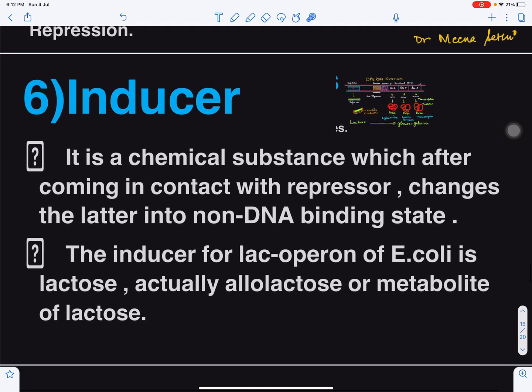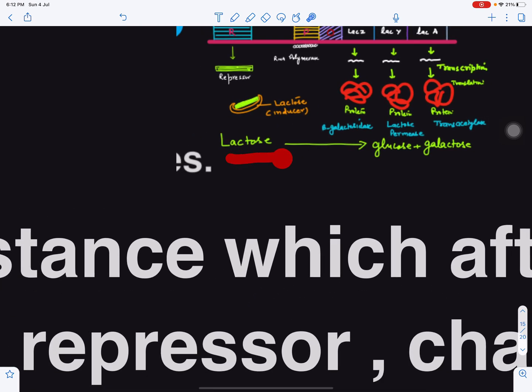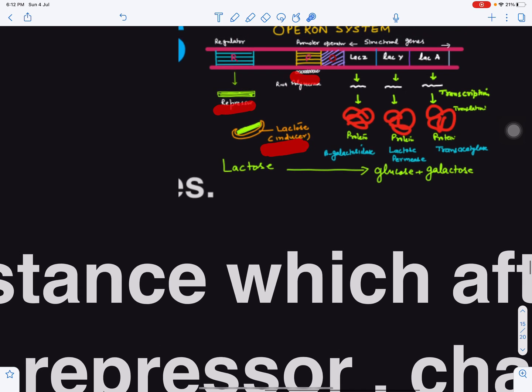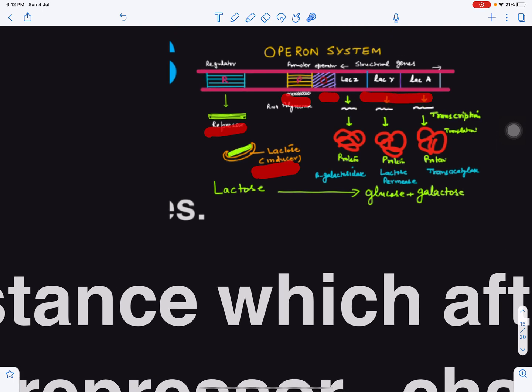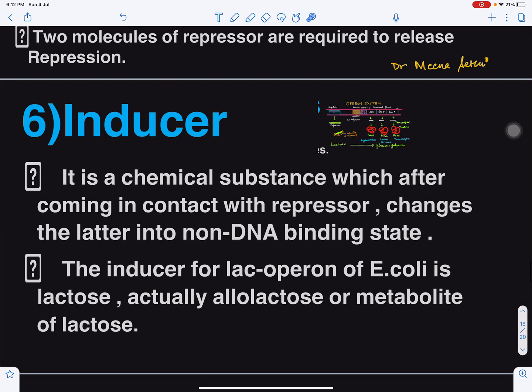Next is the inducer. Like in the case of Escherichia coli, we have seen a repressor is removed with the help of a substrate called lactose. This lactose will remove the repressor. This lactose is acting as an inducer. Then RNA polymerase will move over the operator and structural gene for transcription and translation, and three kinds of enzymes will be produced. So this is called an inducer. Here it is lactose, but certain other metabolites or enzymes can also act as an inducer, or the end product of a reaction can also act as an inducer. So this is about what an inducer is.